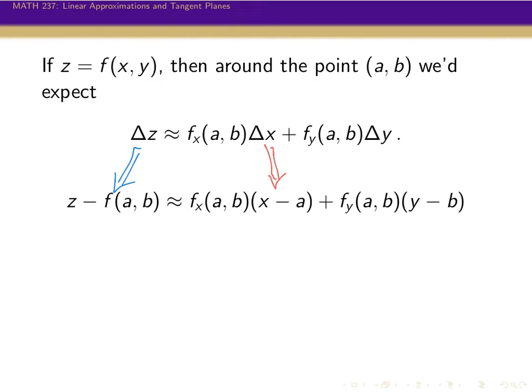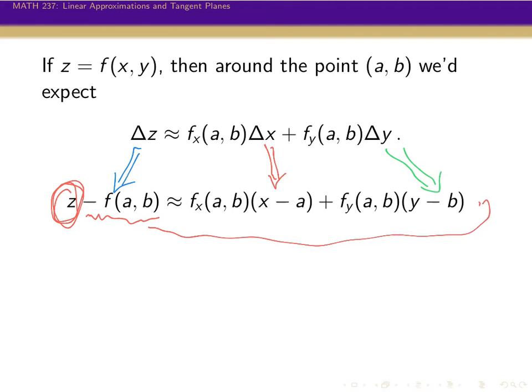And the change in y, well, we get the change in y by taking our new y and subtracting off the original y, which is b. Okay? And so this approximation that we're playing with, we can rewrite it in this form. And then if you notice, if we want to get our new z value by itself, well, we can move this f of ab over to the other side.